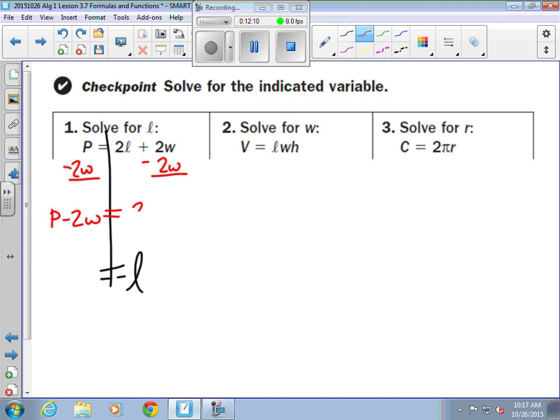to 2 times L. Still don't have L by itself. You still have to undo 2 times something by dividing by 2. Remember, whatever you do to the right side, you do the exact same thing to the left side. L is now equal to P minus 2W over 2.